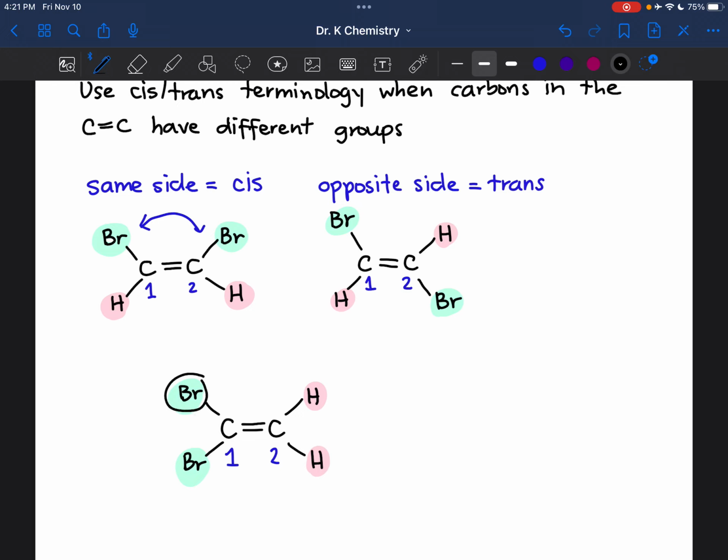Like if I say cis, well, cis to what? These 2 hydrogens are the same, right? So we can't really tell if this is opposite of the hydrogen or if it's on the same side of the hydrogen. It's both. So the cis-trans terminology doesn't really make any sense here. So here we would not use it. You would just name it as a standard alkene using the same rules that we learned.